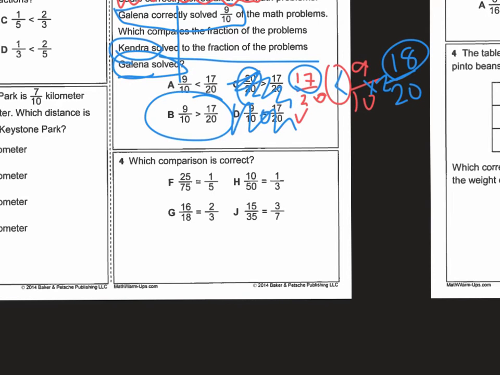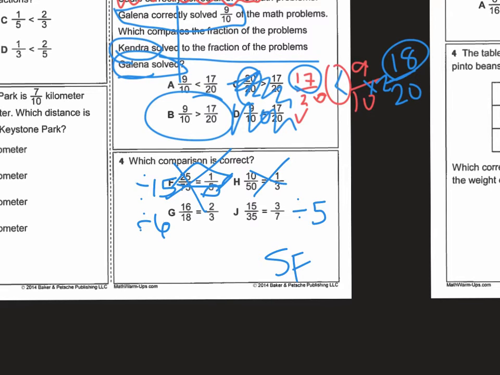Which comparison is correct? And again, since we have different denominators, we need to make them all common denominators. So in this case, since we're going from a large denominator on the left to a smaller denominator on the right, it's kind of like simplifying fractions. So if I divide 75 by 15, I get 5. However, it does not work on the numerator, so that's not correct. 50 cannot be divided by anything to get 3, so that's just out of there.